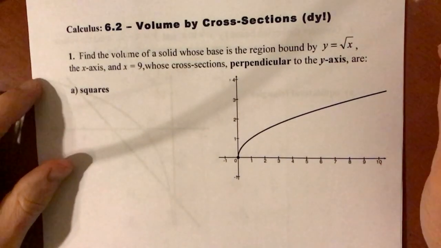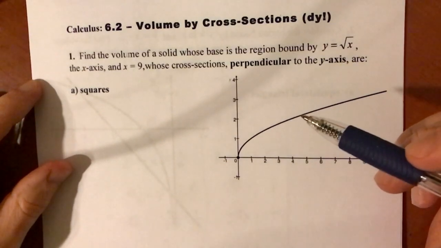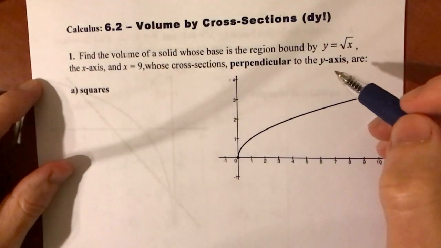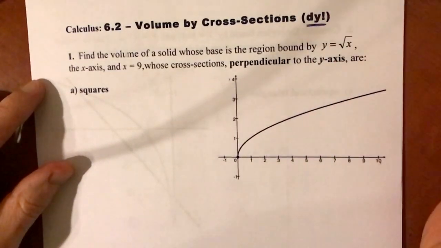Hey kids, we are back talking about volumes of a solid figure with known cross sections, but this time we're going to be going perpendicular to the y-axis, which means, that's right, dy.